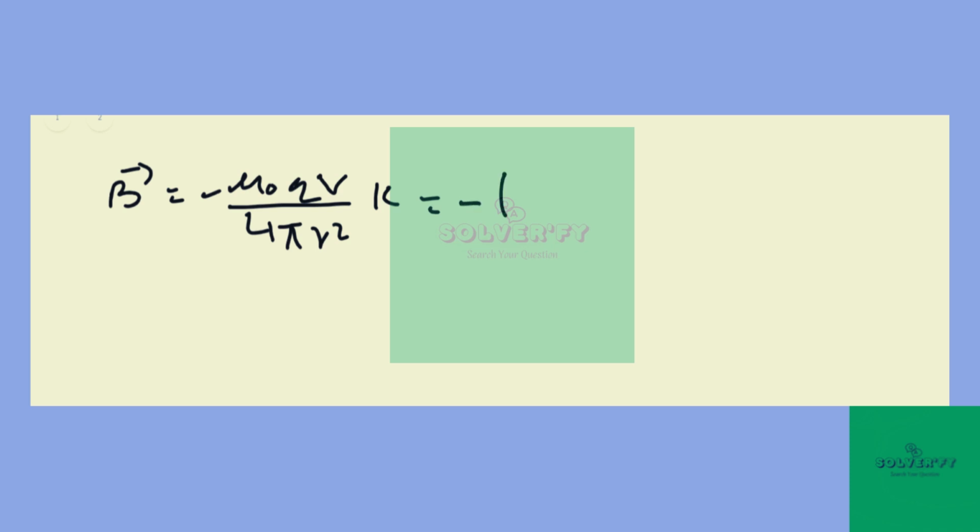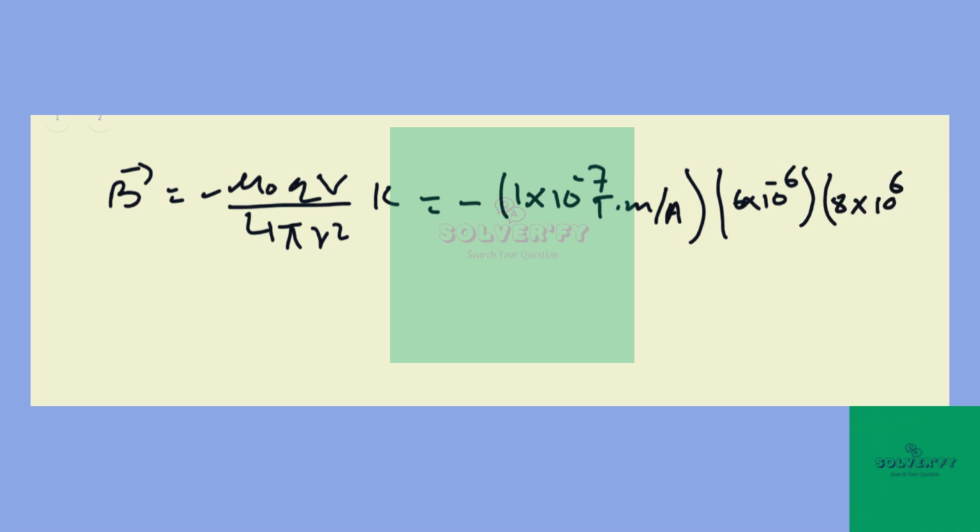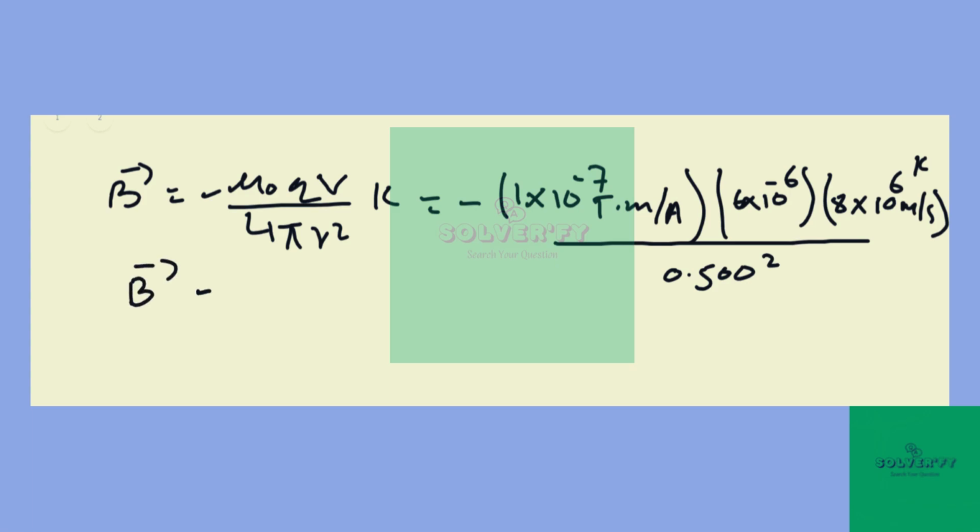So B is then minus mu naught q v divided by 4 pi r squared, in the k direction. Substituting values, this is minus 1 times 10 to the power minus 7 tesla meter per ampere for mu naught over 4 pi, times the charge 6 times 10 to the power minus 6 coulomb, times v, 8 times 10 to the power 6 meters per second, in the k direction, divided by r, which is 0.500 squared. From here we get B to be minus 1.92 times 10 to the power minus 5 tesla in the k direction.